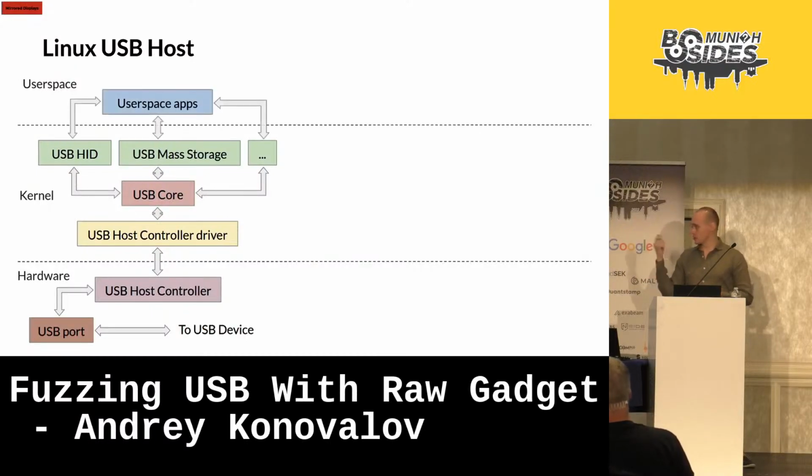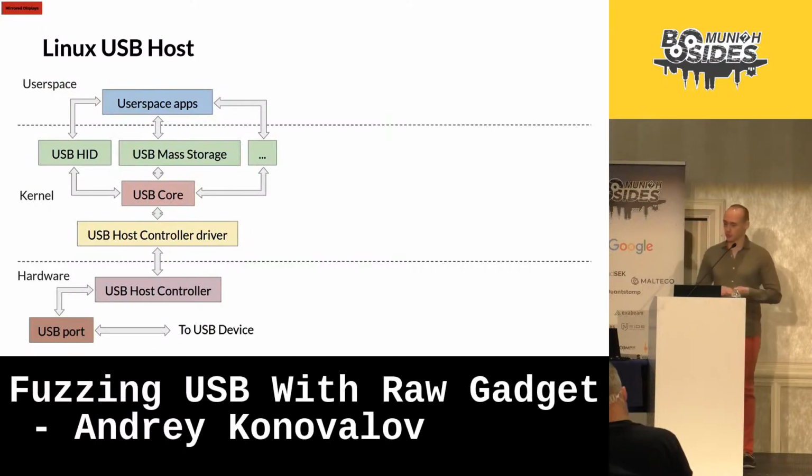And finally, on the very top, in user space, we have some user space applications and daemons. So for example, when you plug in a keyboard and start pressing the keys, these keys are going to be shown in the text editor you're using. This text editor I also consider a part of the attack surface, and it's running in user space. So here, our goal is that we control the USB device, and we want to somehow attack the Linux USB host by controlling the device.